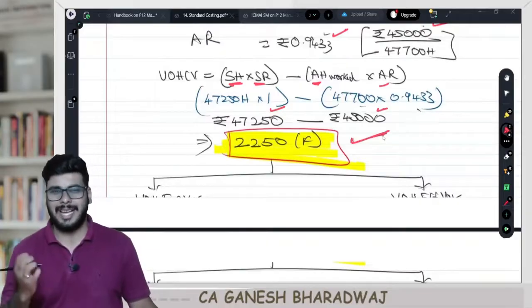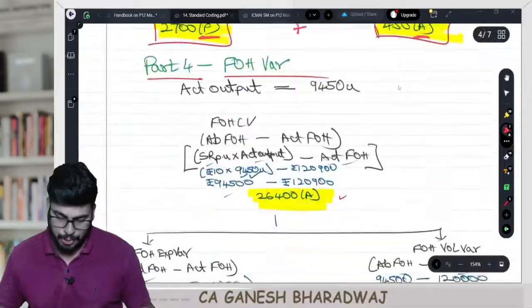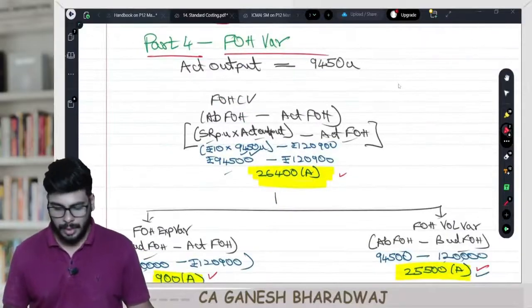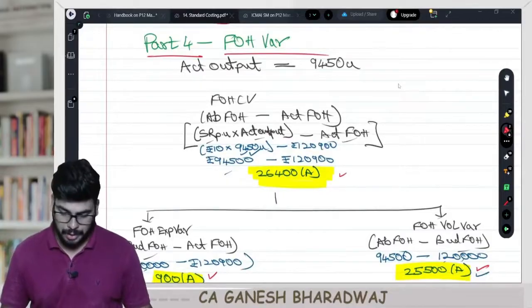Clear with this, guys? As simple as that. Very, very simple, but you need to get the approach and the logic right. Then we move on to the next one, which is fixed overhead variances. Now, fixed overhead cost variances.